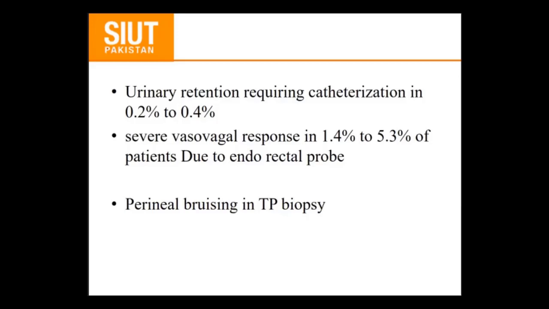Severe vagal response occurs in about 1 to 5% of patients due to fear of the endorectal probe. IV hydration and Trendelenburg position help. Perineal bruising we can see mostly in transperineal biopsy.